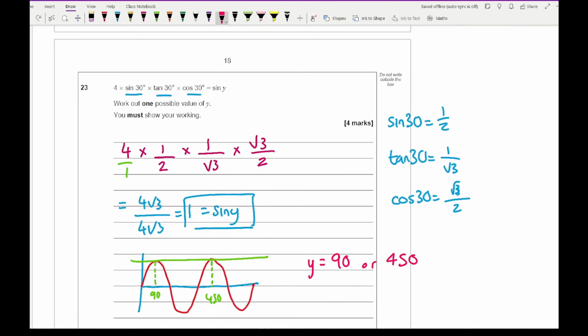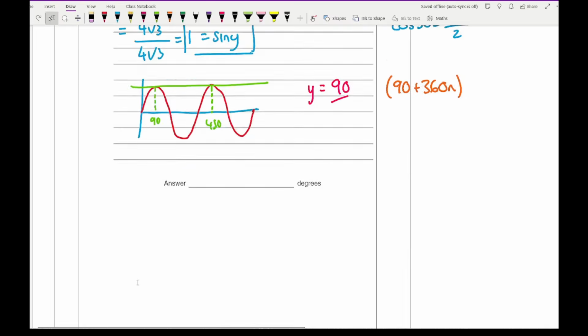So remember, you only need to give one answer because it says one possible value. So you could give 90 or 450, or you could have any answer of 90 plus 360n. So any of those would give you an answer that would get you full marks for y.